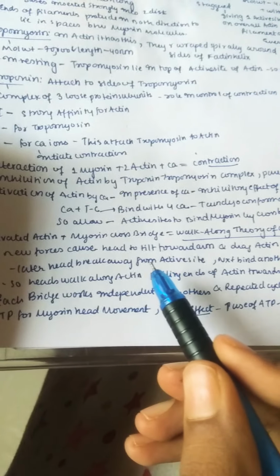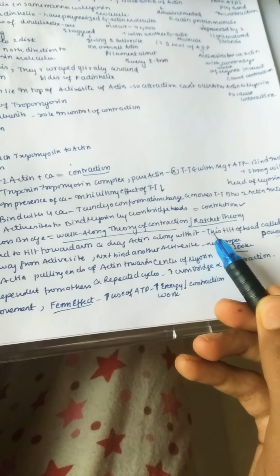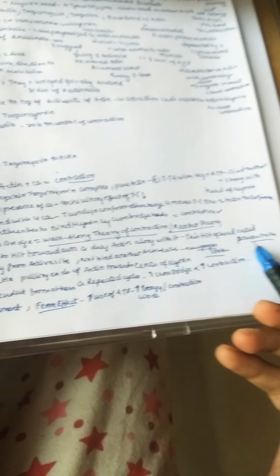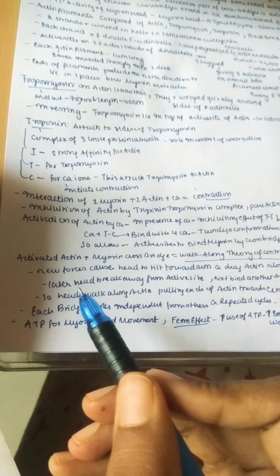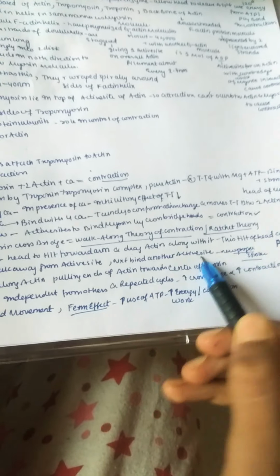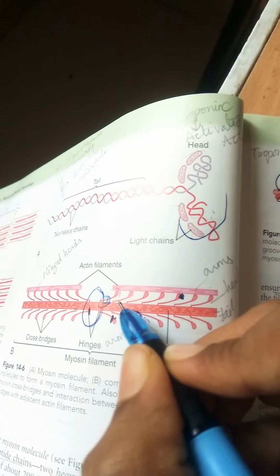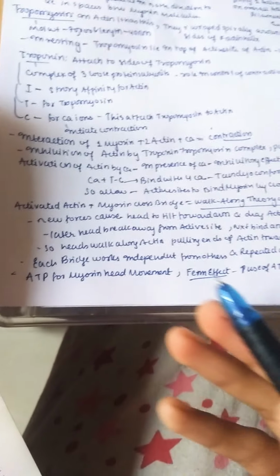So you can see here the new forces cause the head to tilt forward and drag the actin along with it. So this tilt of the head is called the power stroke. And later the head breaks away from the active site and next it binds to another active site. So for example, you can see this first binds to this, it moves like this, and next it binds to another active site like this. So this is a process which is going on.